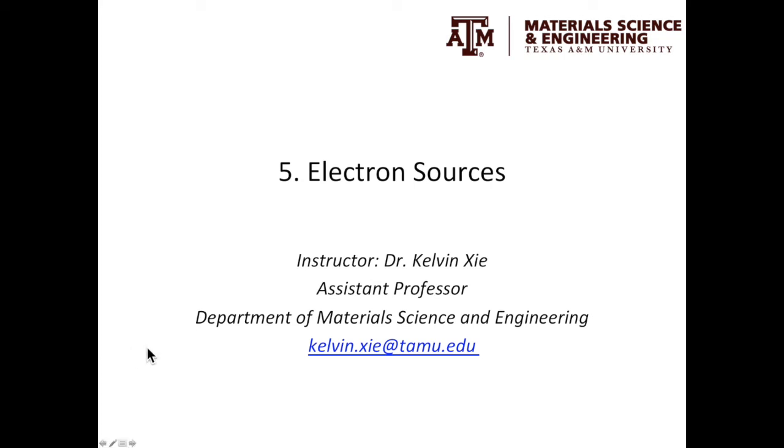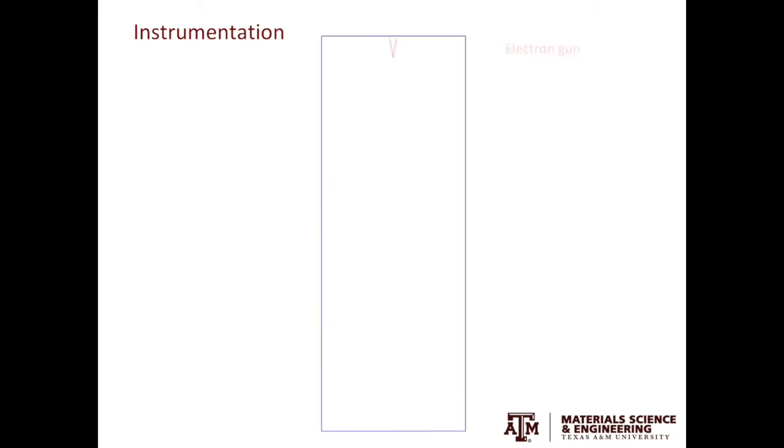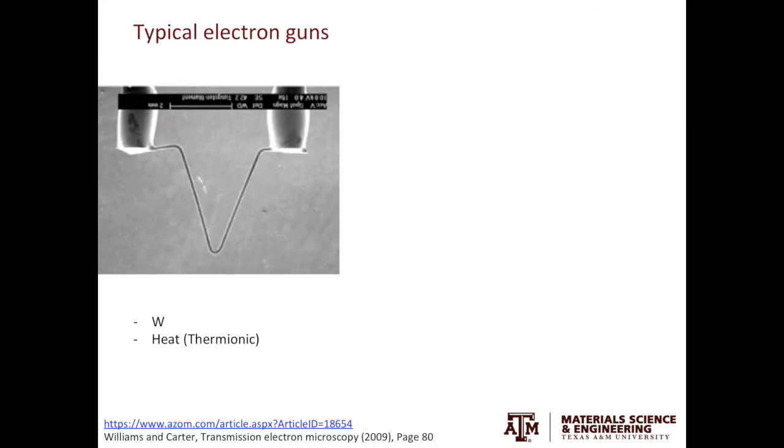Howdy! In this video, we'll talk about the first part of the TEM instrumentation, the electron sources. Let's draw a TEM by hand. So this is the body of the TEM. The electron source or the electron gun sits on the very top. There are generally three types of electron guns.